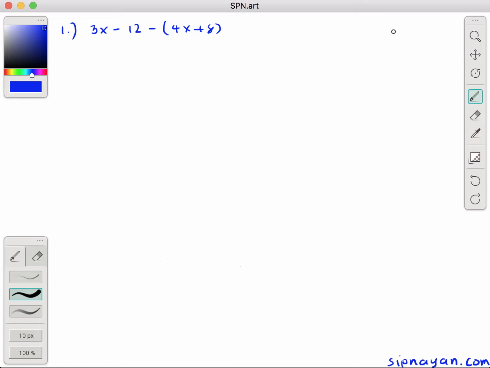Bago natin i-solve ito, let's just have a brief review yung ating sinasabi sa previous videos na mas maganda kung gagawin natin addition lahat ng subtraction. From the previous videos, we have learned that a minus b is the same as a plus negative b. So, lahat ng minus gagawin natin plus negative. The explanation is that subtracting a certain number from another number is the same as adding the negative of that number. So, ito ay equivalent expressions.